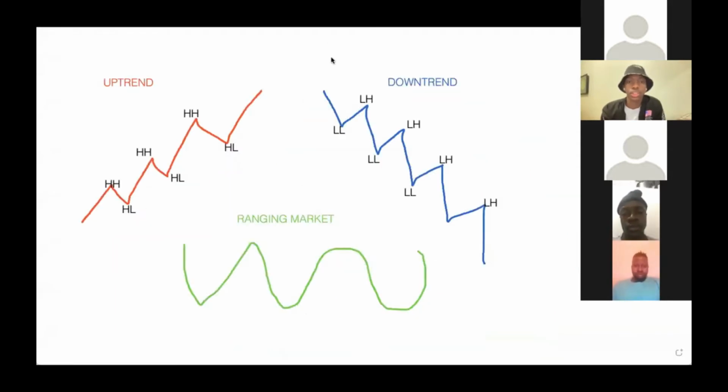Can you see the screen? Type yes if you can see the whiteboard. Can you see the screen? Okay, proper.